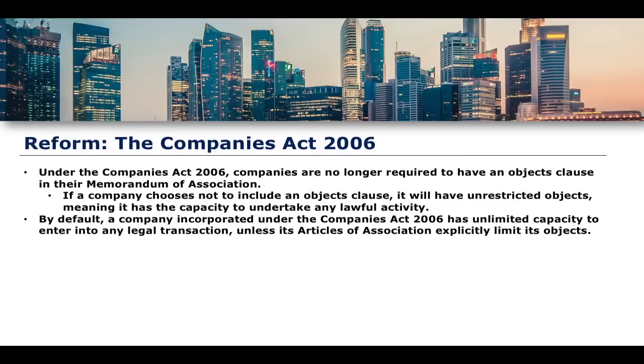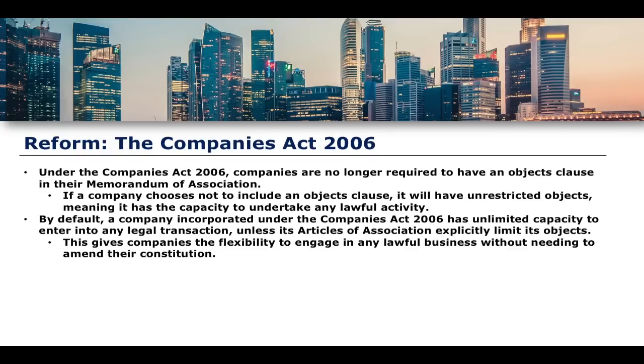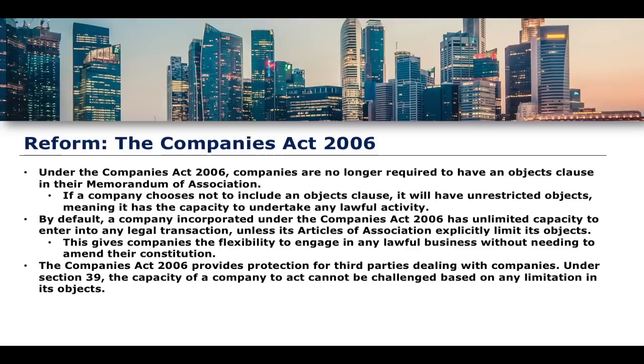So, just like with the model articles of association, by default, a company incorporated under the Companies Act has unlimited capacity to enter into any legal transaction it chooses, unless this is explicitly limited by the Articles of Association, as you can imagine. This gives the company a certain degree of flexibility to engage in any lawful business without needing to amend their constitution, and we also have the protection for third parties that is also part of the Companies Act.